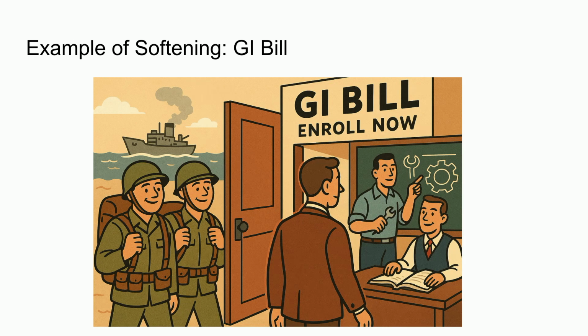An example of softening was the GI Bill. We had millions of soldiers coming back from World War II. What are they going to do? They've been fighting. They've been executing all these military operations overseas. What they know how to do is to kill people, and we don't need them to do that back in the United States. So what do we do?